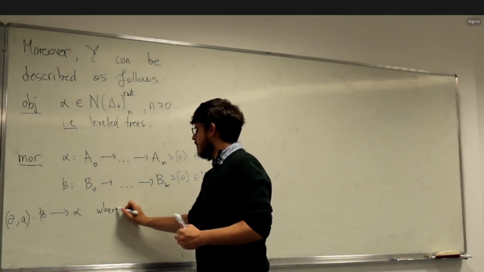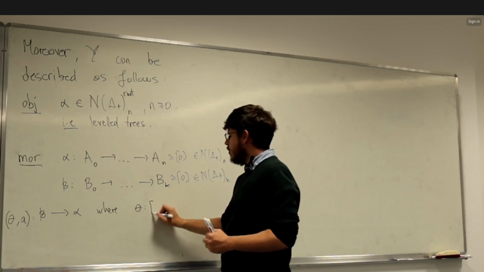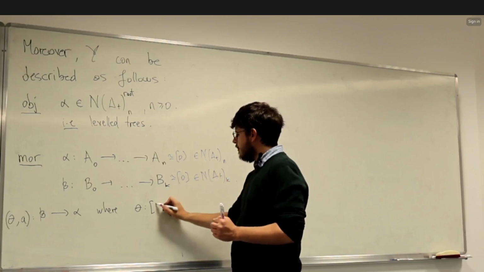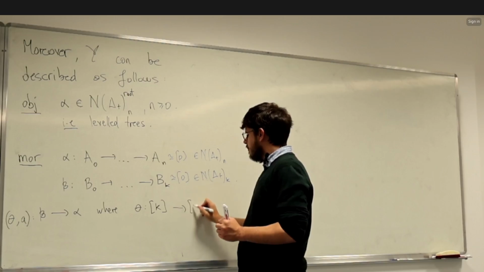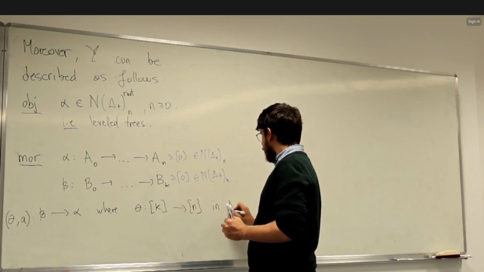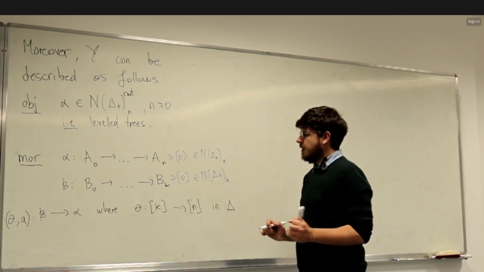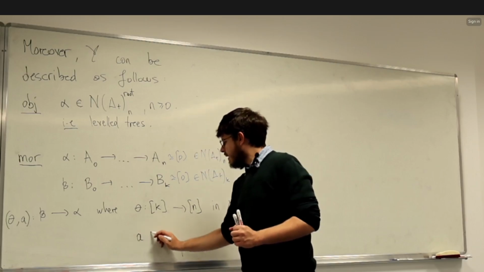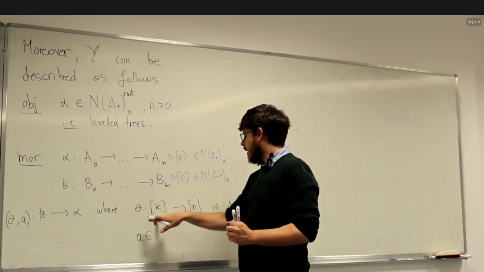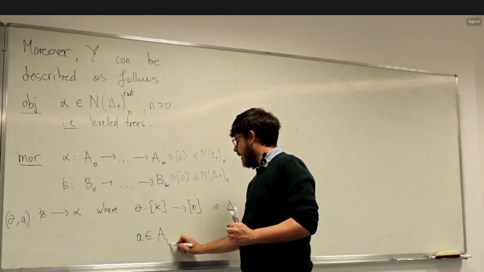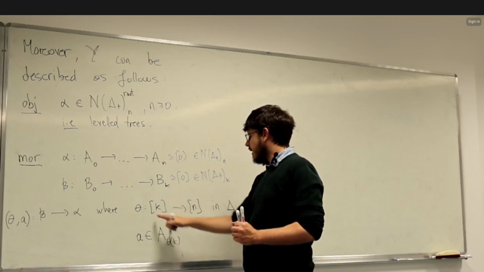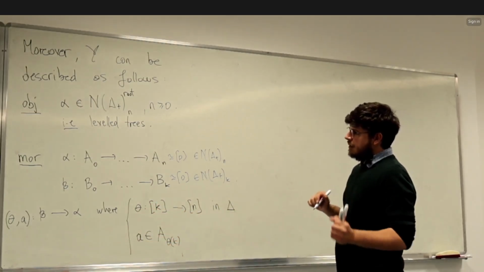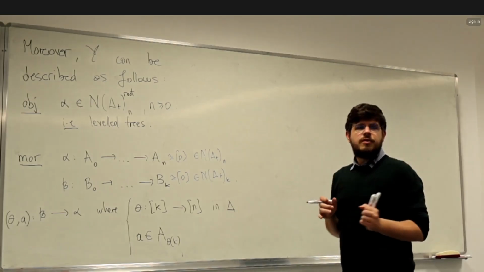where theta is a simplicial operation, which goes from k to n. So this is just a simplicial operation in delta. And A is an element of the set A theta of k. So you look at the last vertex. So it's a pair like this. So this is the combinatorial description of this category.